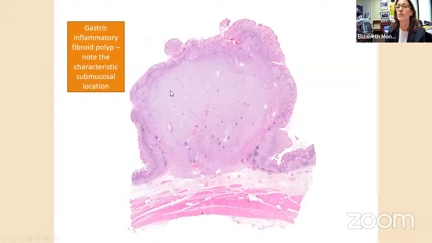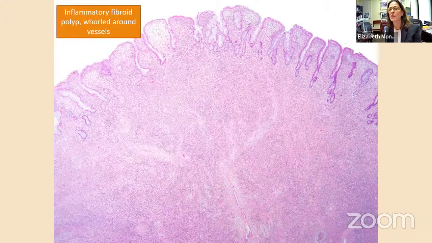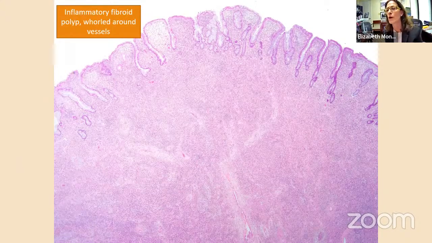It has a lot of lymphoid aggregates. It's centered in the submucosa. Remember, our schwannoma has the lymphoid cuff, but it's in the muscularis propria. So nice example. And here's a beautiful example of a favorite feature of these, which is whirling around blood vessels. We can see that well here.